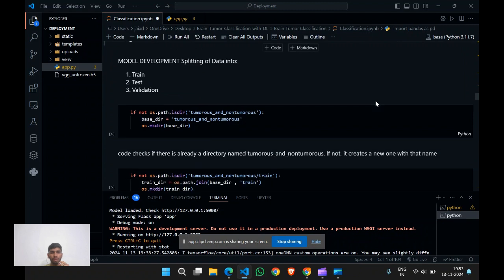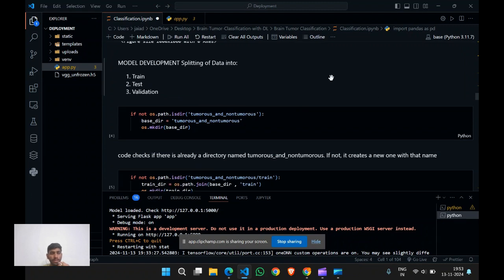Coming on to the model development, here we have split the data set into three, that is train, test, and validation. Train was split for around 80 percent, and test and validation 15 percent each. For training purposes, we have used VGG19, a popular pre-trained model in CNN.